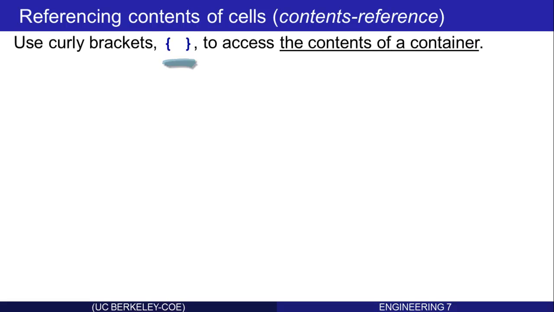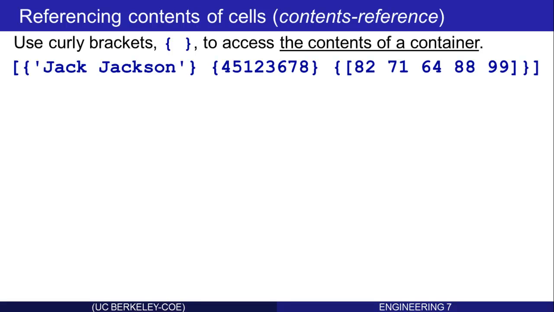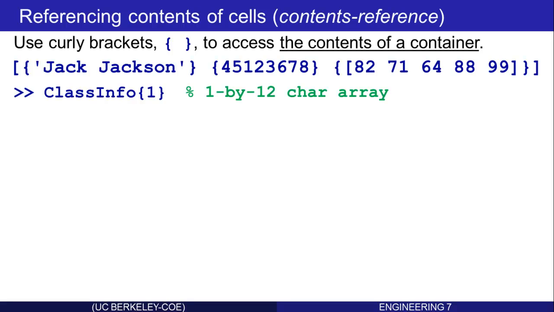Rather than parentheses, which reference the elements of the array, which are the cells, curly brackets reference the contents of a cell or the contents of a container. For instance, with class info, this 1x3 cell array, using a curly bracket and a reference 1, we do obtain the contents of the first cell, which is the character string Jack Jackson. Class info curly 1 is a 1x12 char array.